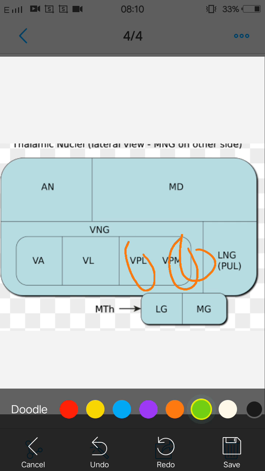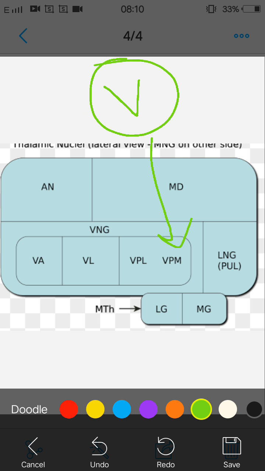So head and neck, how to remember? This is the sensation from all the parts of the body, and this is sensation from the head and neck. Which cranial nerve carries sensation from the face? That is the fifth cranial nerve. And output is going into where? Cerebral sensory cortex.